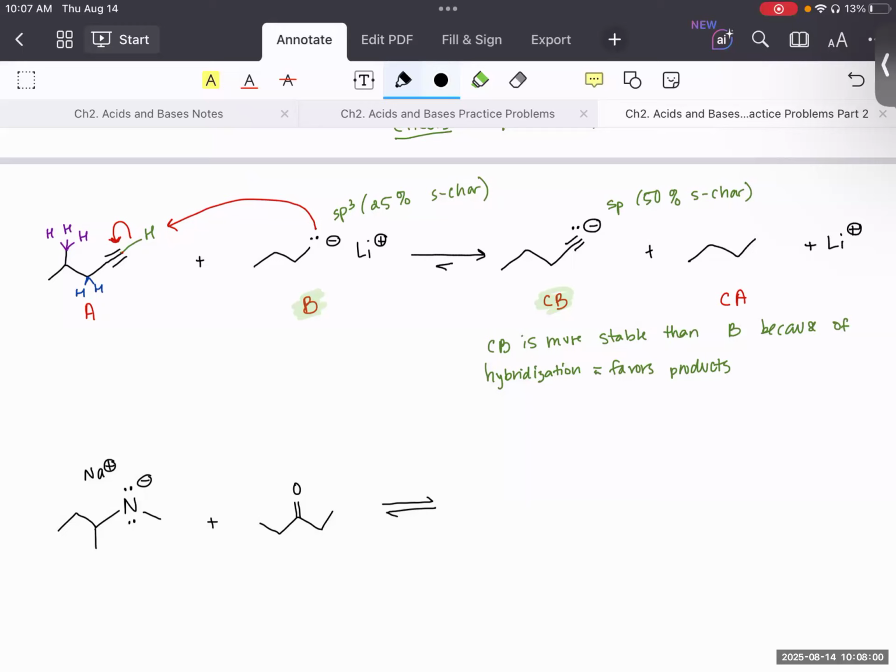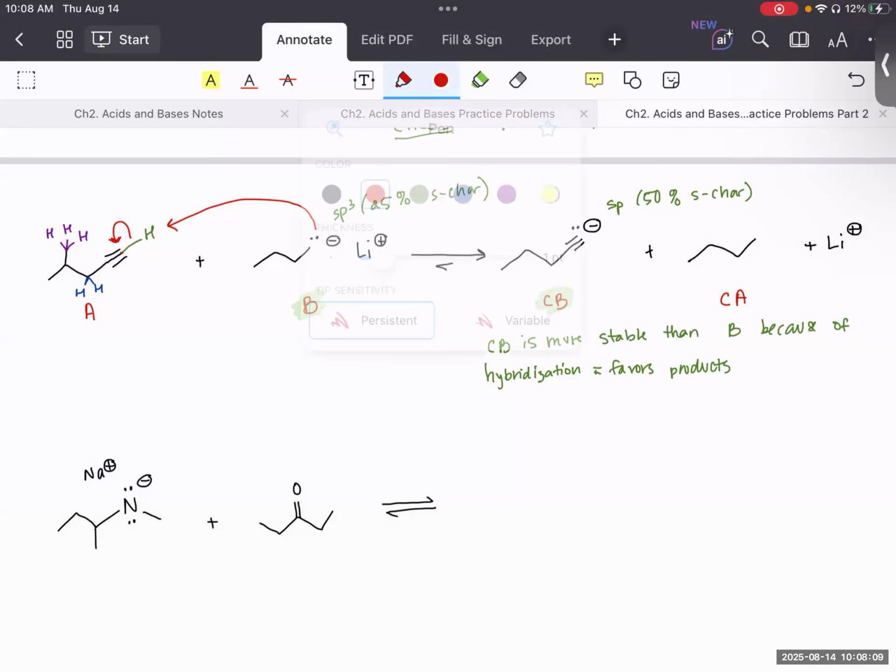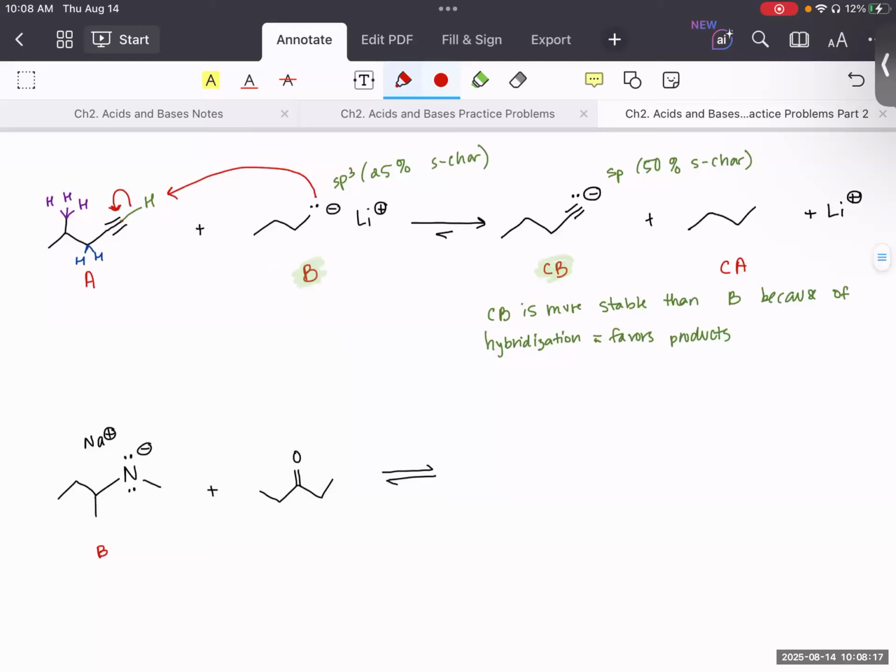All right, so for this next one, this one is also a little bit tricky because it's not immediately obvious where the hydrogen is that would be acidic. And so we can start off with labeling our base, which is the one with the negative charge. Generally, whenever we see a negative charge, we should be thinking that that's the base, because that means that there's a lone pair of electrons that's available to pick up a hydrogen. And we have this lone pair on this nitrogen right here, which means that this is a base.